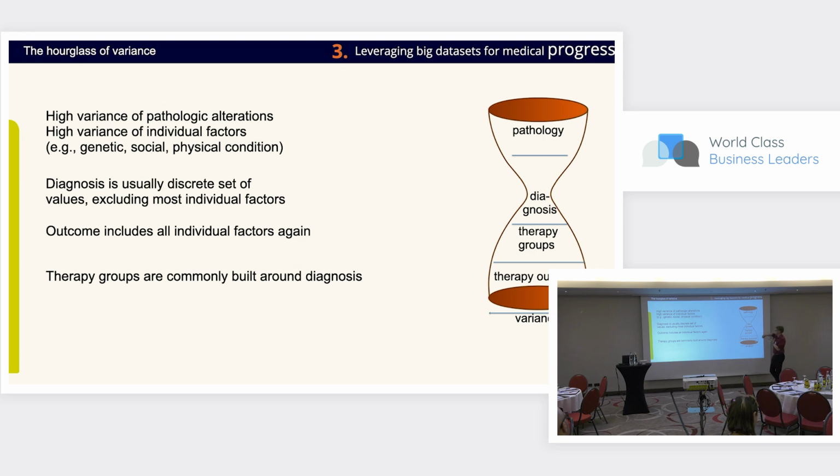And just to show you, we have pathology. Pathology means something that deviates from the normal. And there are so many different variations that can happen that then lead to something that is put together as a diagnosis. So you have breast cancer of this kind of type. Then there's a therapy group, and then we have some kind of therapy outcome.